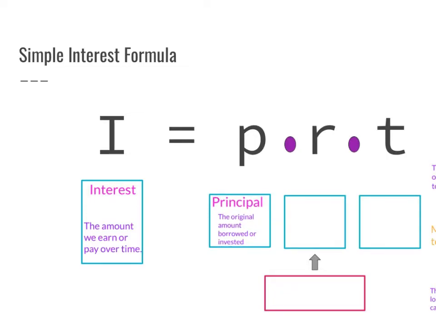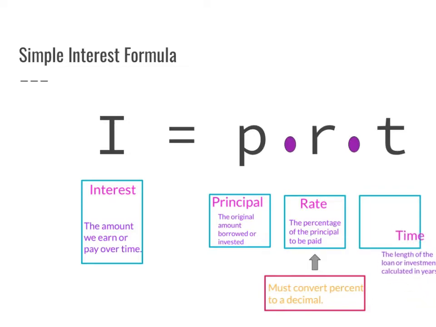We're going to multiply that times the rate. The rate is the percentage of the principal to be paid. So if you borrowed at 4%, then you would need to be paying 4% of the principal back. That would be the rate. Now, it's important that since this is going to be given to us as a percentage, in order to use it, we must convert the percent to a decimal in order for the formula to work. We're going to multiply the principal and the rate times T, and T stands for time. Time is the length of the loan or investment calculated in years. So again, if they give us something in months, we're going to have to turn it into years in order to plug it into our formula.